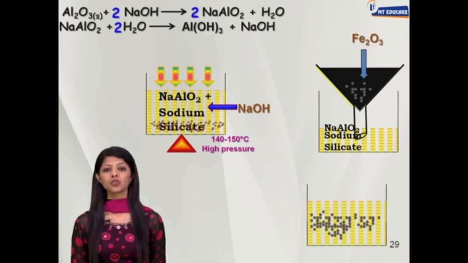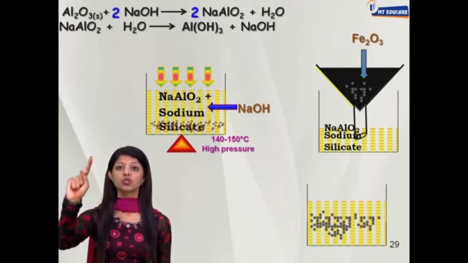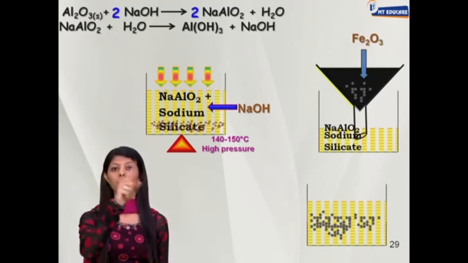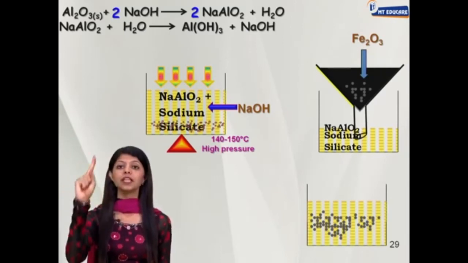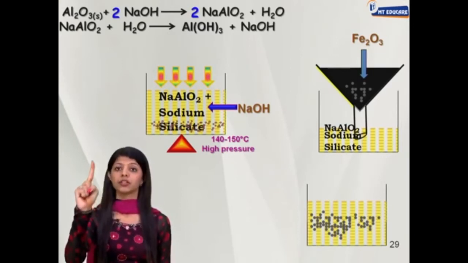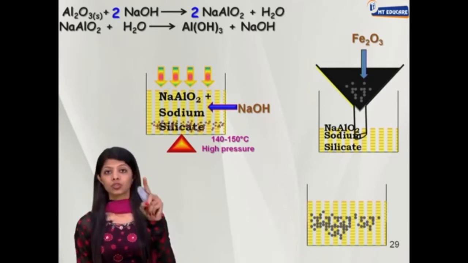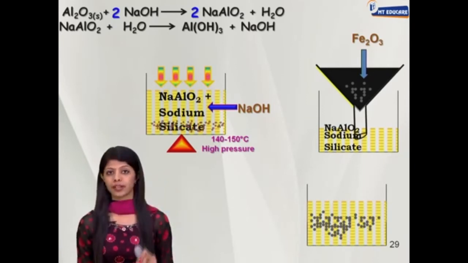All right, so let's understand the balancing of the second reaction. Sodium 1 on the left side, 1 on the right side. Aluminium 1 on the left side, 1 on the right side. Oxygen 2 plus 1, 3 on the left side. Oxygen 3 plus 1, 4 on the right side.